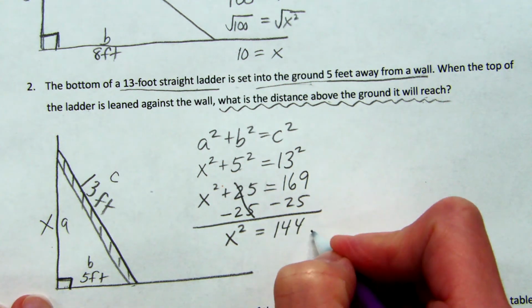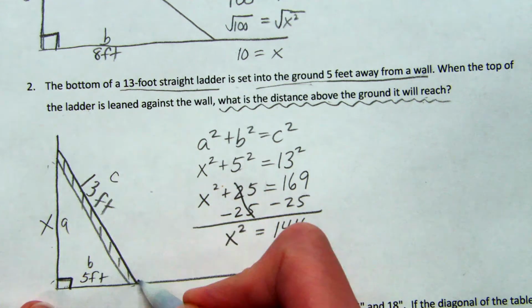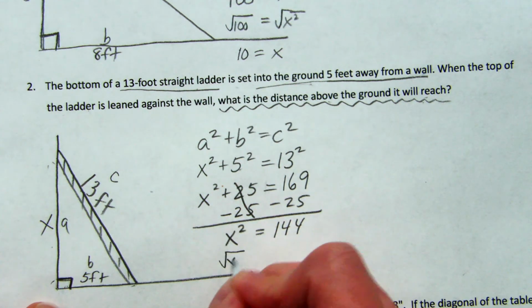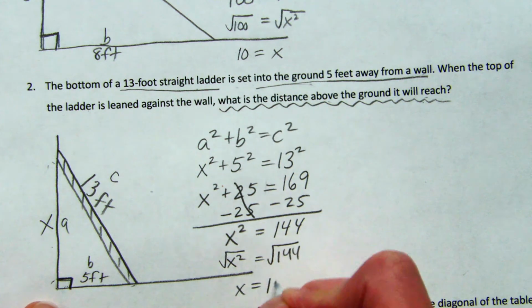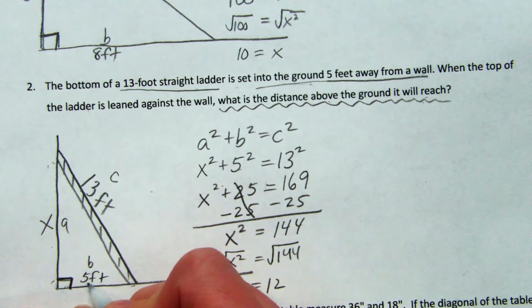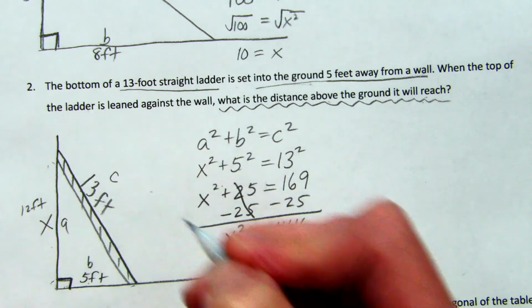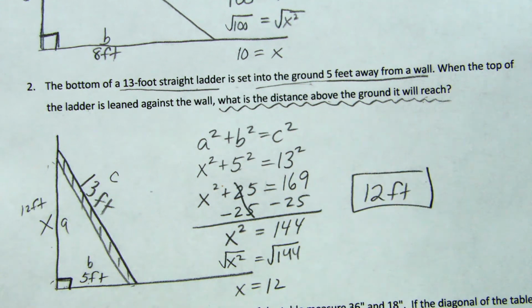So we get 144. Remember, this is still x squared. That's definitely not 144 feet up if I have a 13-foot ladder reaching there. So we do have to square root both sides, and that gives us 12. So it's 5 feet and 13 feet. That means this distance right here is 12 feet. So I'm going to write that down as my final answer.